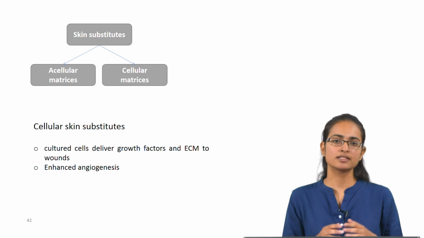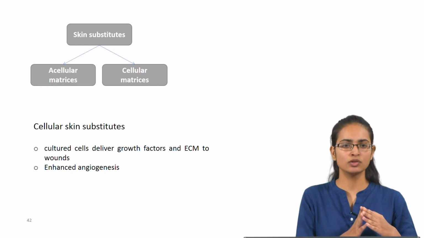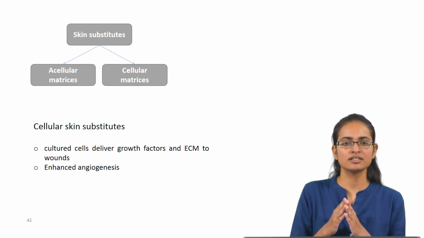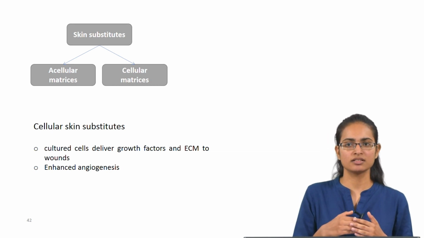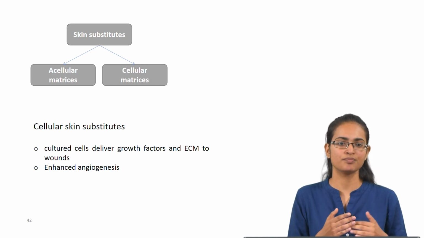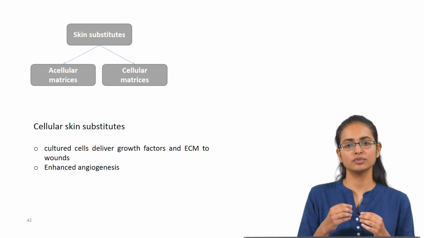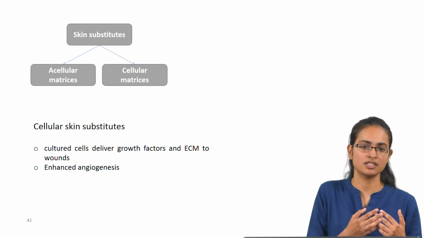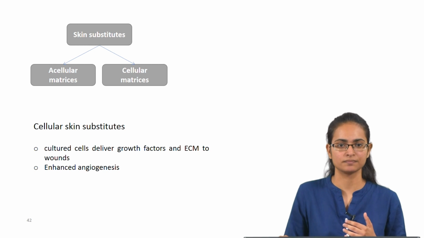So, skin substitutes can be classified as acellular and cellular matrices. The cellular matrices have cells loaded onto the graft. So, there are certain advantages to that. The cultured cells can deliver growth factors and ECM to the wounds, and also it has been shown that the cellular skin substitutes can show enhanced angiogenesis.